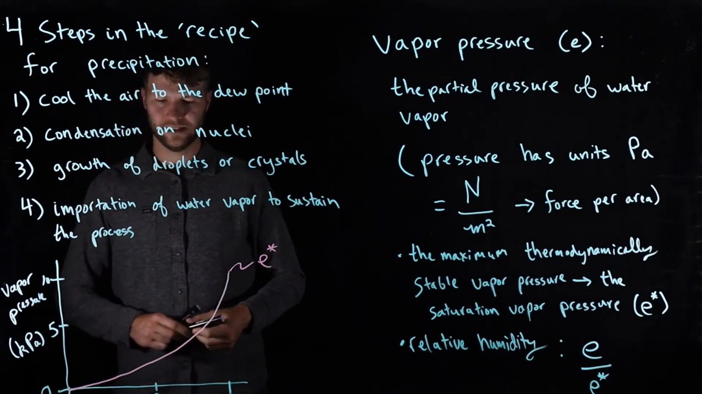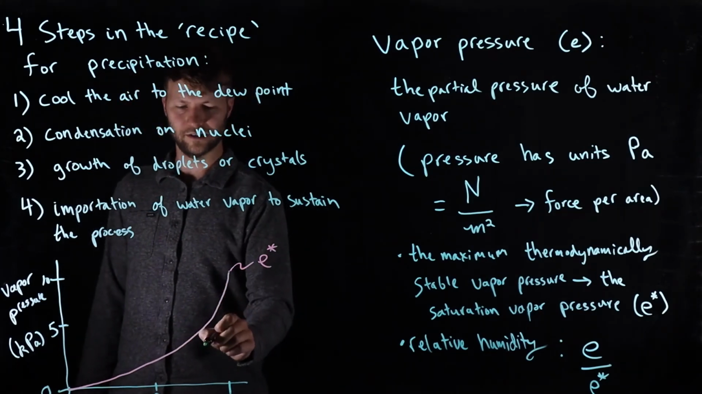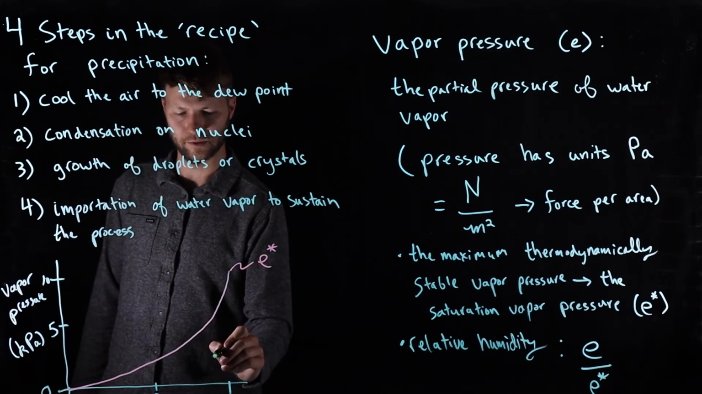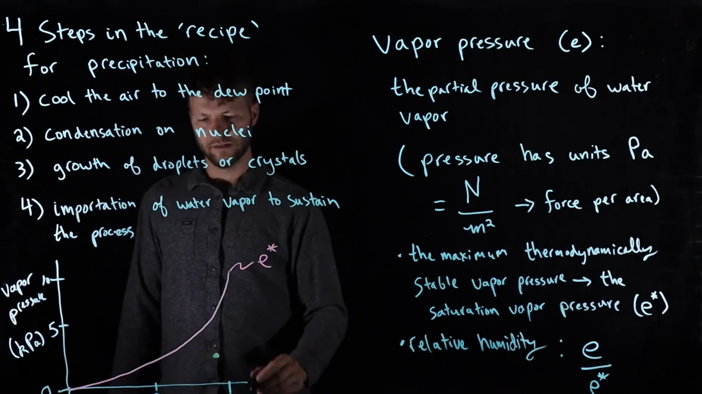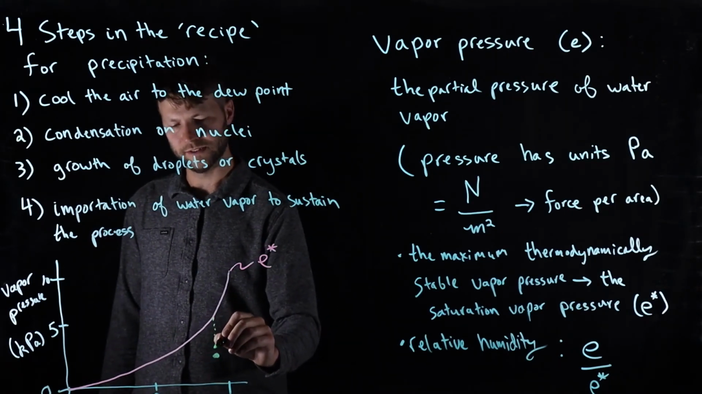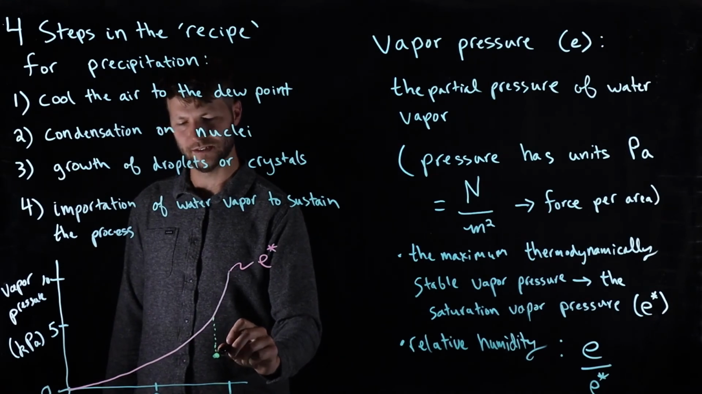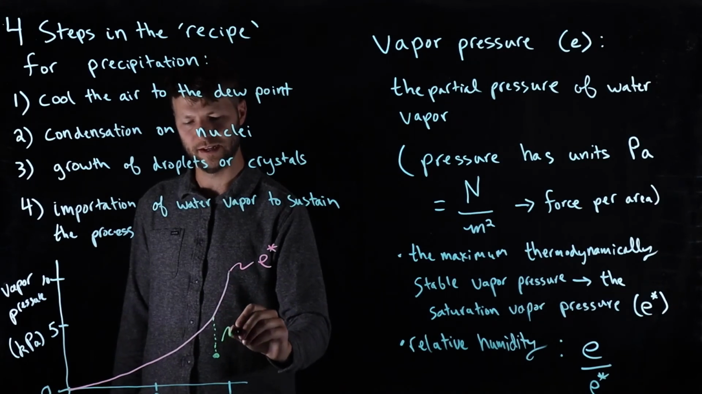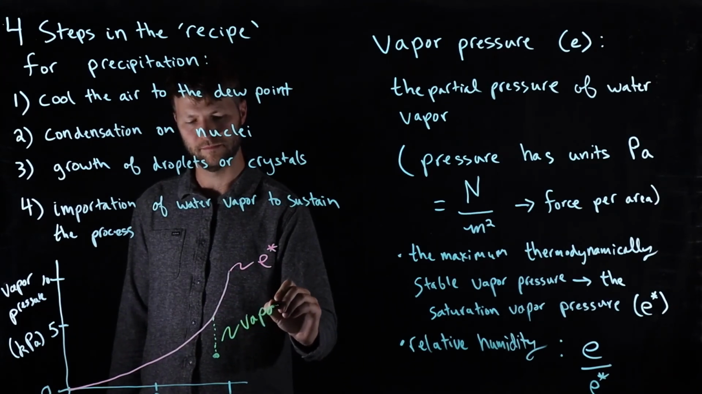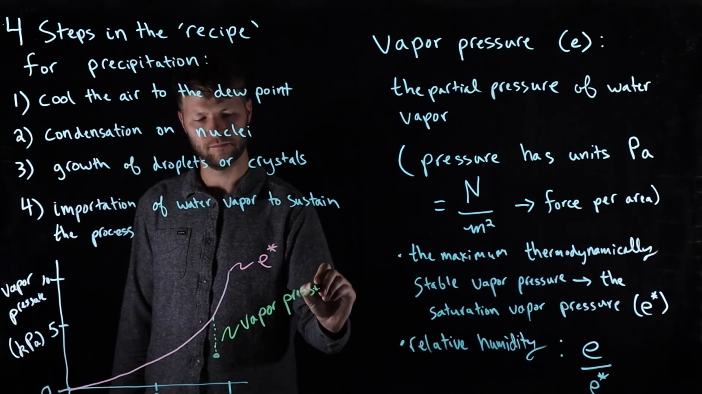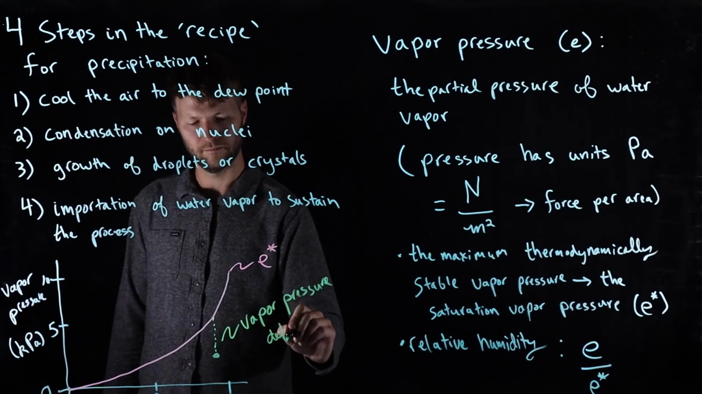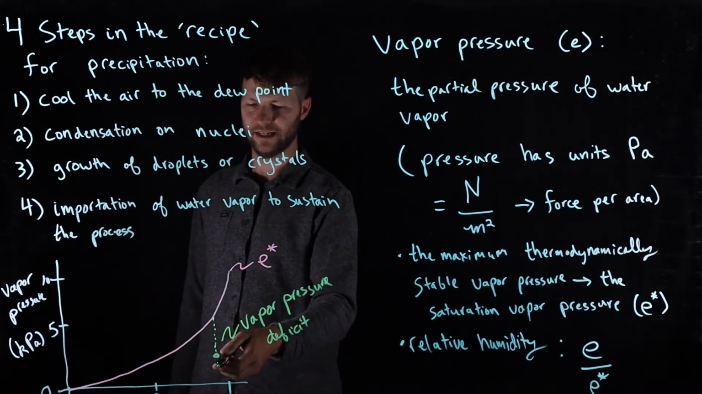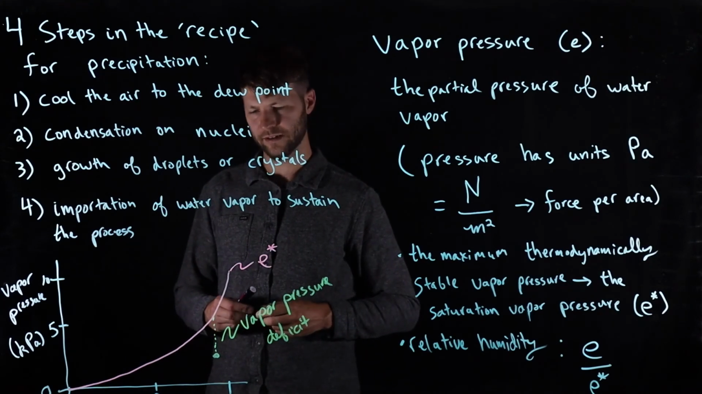So there's two things that could go on. We could have a parcel of air on Earth's surface that's not saturated and may sit somewhere here, for example. The vertical distance between the actual conditions of this parcel of air and the saturated vapor pressure is known as the vapor pressure deficit. So that's how much pressure of water would need to increase at this temperature to saturate the air.